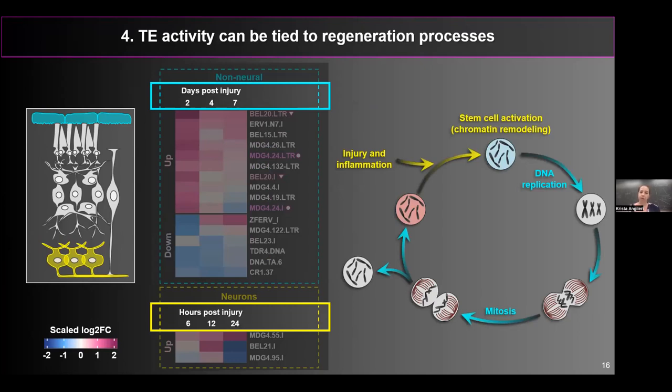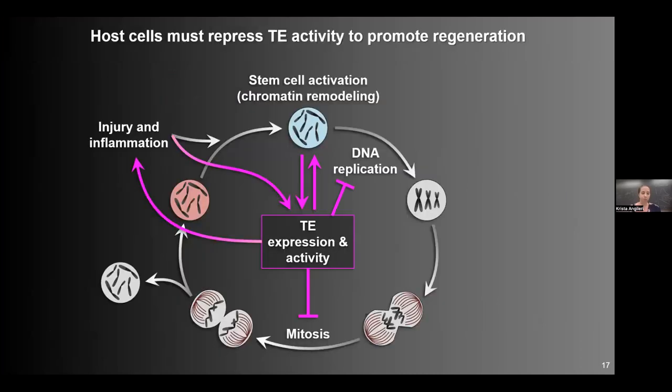Additionally, we found that transposon activity can actually be tied to the regeneration process. So you can see in the retinal ganglion cells or in the yellow population, these were actually injured early on, right after injury, 6, 12, and 24 hours. And so they're likely going to be more tied to the initial inflammatory response and stem cell activation, whereas those in the RPE are 2 to 4 and 7 days. So they're going to be more situated in the cycling and differentiation phases of tissue regeneration.